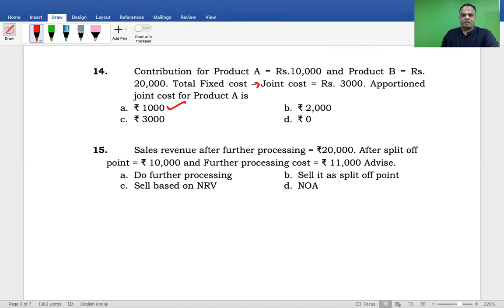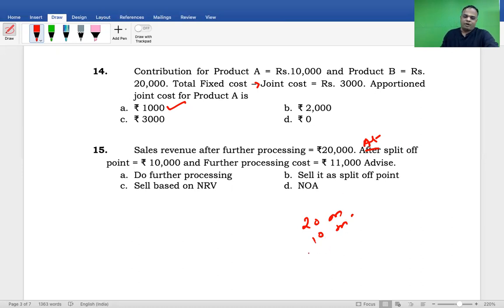At the split off point, not after the split off point, am I right? Yes, sir. Sales revenue at the split off point is 10,000. Further processing cost is 11,000. Advice: whether we can do further processing or not. Sell it at the split off point. Why? Sales revenue after further processing is 20,000, less further processing cost 10,000. Oh, no, 11,000. Sales revenue at the split off point is 10,000.